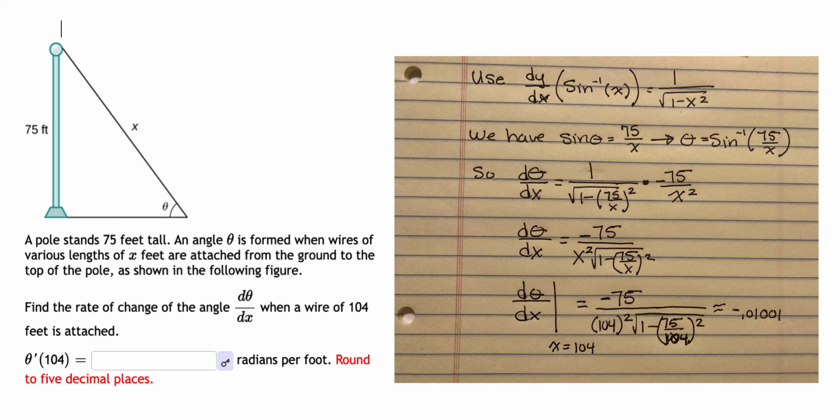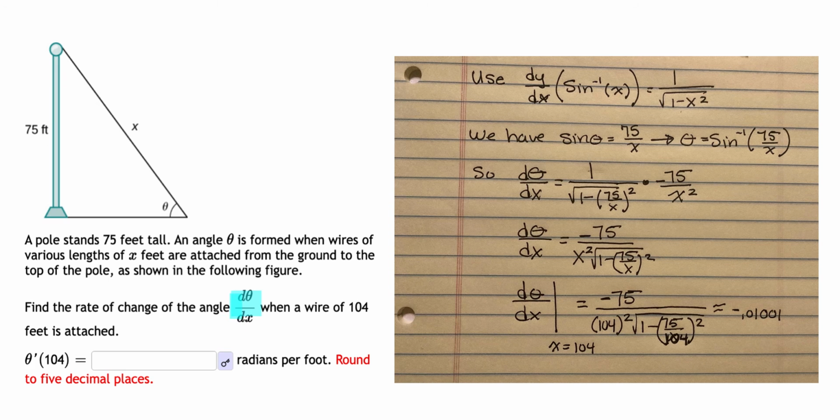A pole stands 75 feet tall. An angle theta is formed when wires of various lengths x, in feet, are attached from the ground up to the top of the pole, as shown in this figure. We want to find the rate of change of the angle, which is d theta dx, and we want to find that when the wire is 104 feet.